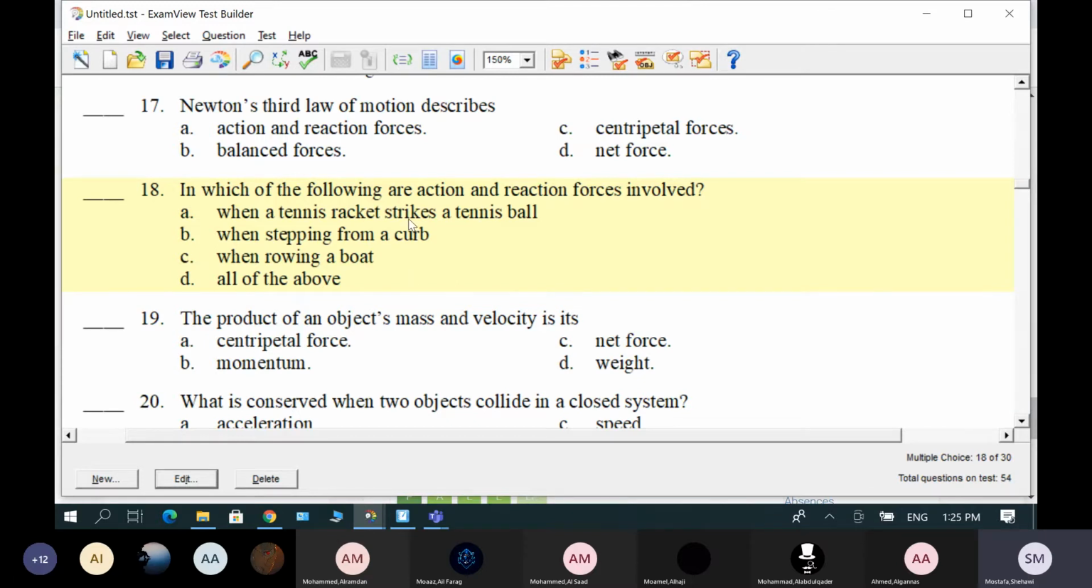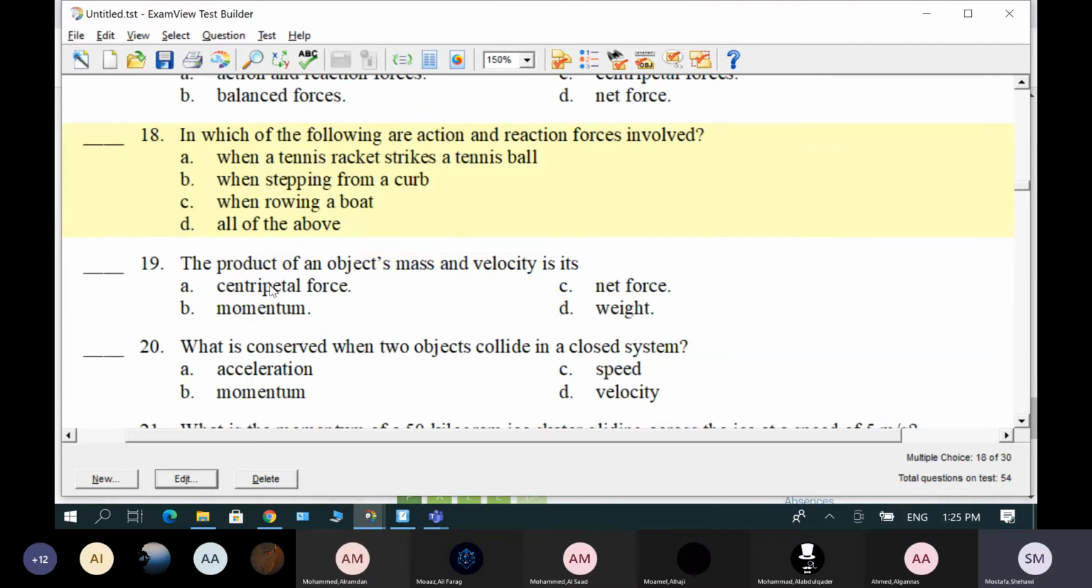To understand what an action reaction force is, it must include two objects, not only one. The two objects act on one another, no matter the relative masses or volumes of these two objects, and that will be an action reaction pair. In all of these examples, we have two objects acting on each other. So the answer is all of the above. Question 19.